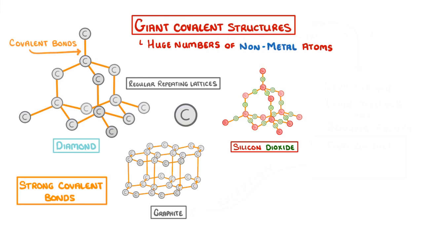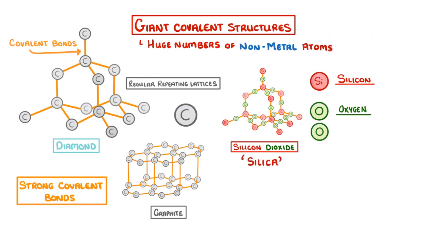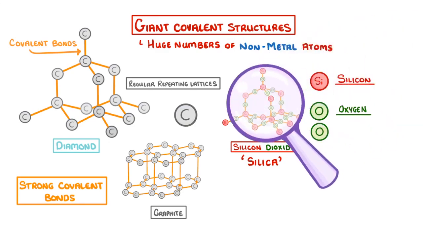Silicon dioxide, on the other hand, is made of silicon and oxygen atoms in a ratio of 1 to 2. It's also known as silica, and is the main component of sand. You won't have to draw it, but you do need to be able to recognize giant covalent structures like this.